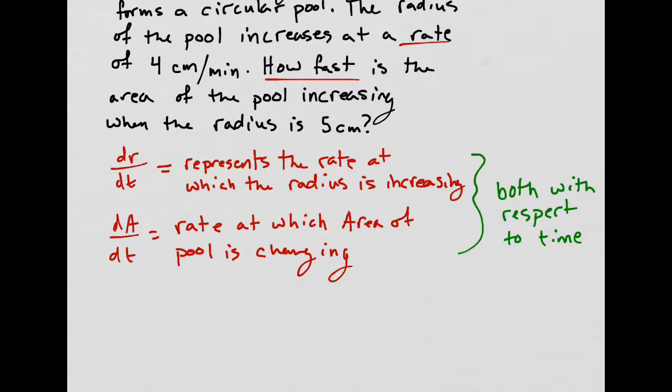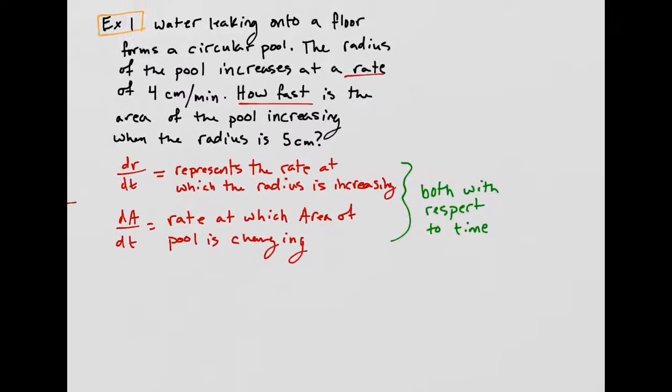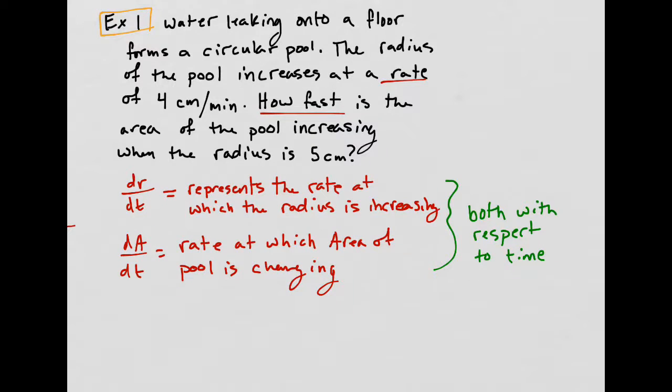So it's important to know what those mean. You don't have to write this down every single time. Maybe you should, it doesn't hurt unless it takes too much time. But you can jot down something: rate at which radius is increasing, rate at which area is increasing or decreasing.